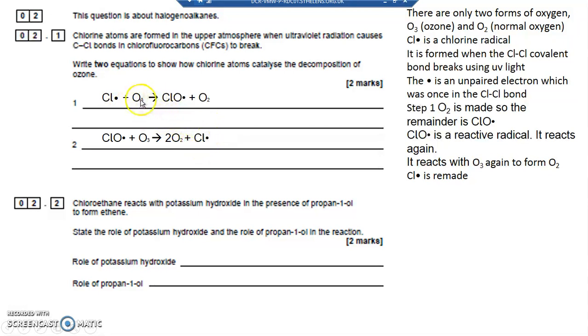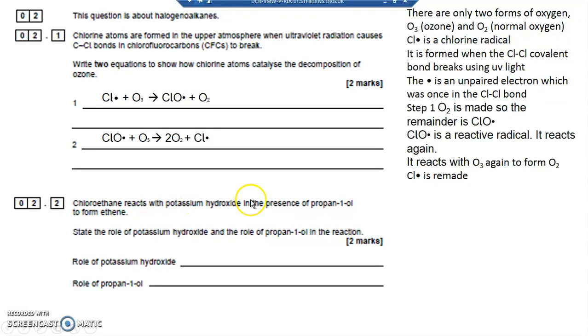It's a catalyst. This is called a chain reaction where it goes on and on and on. The Cl dot is remade. It's a catalyst. That's why one Cl dot from a chlorofluorocarbon or from chlorine in the upper atmosphere in the presence of UV light, one chlorine radical can react with an awful lot of O3 and can cause holes in the ozone layer and some skin cancers.